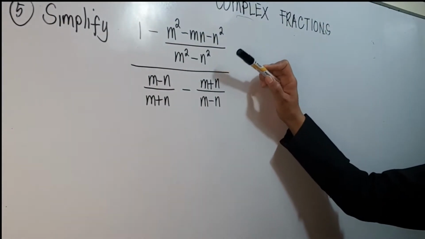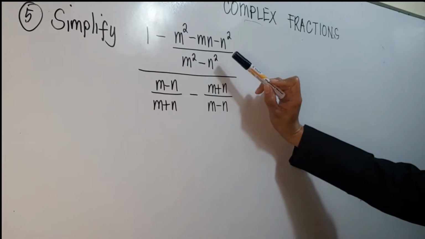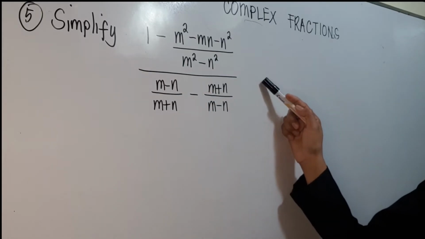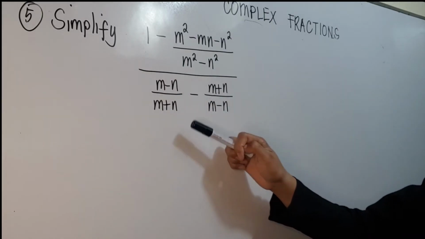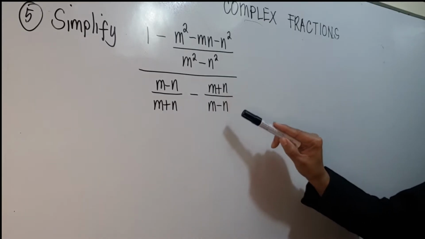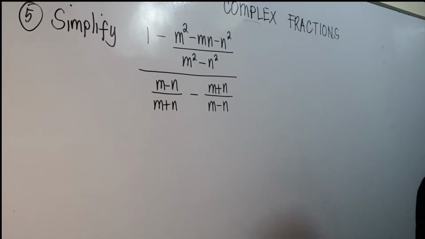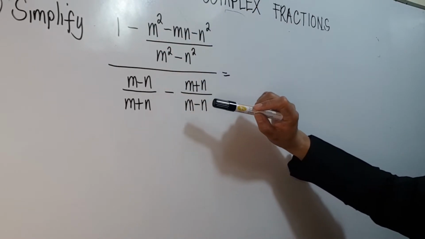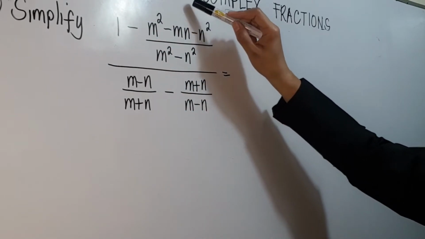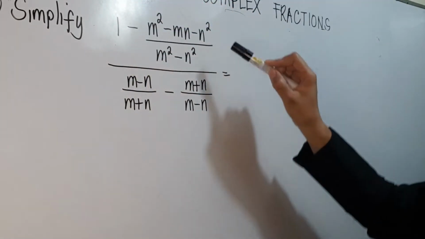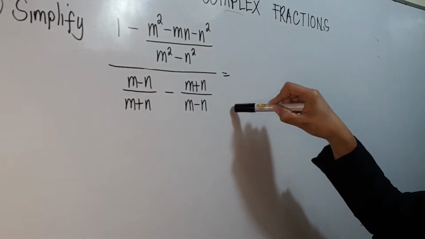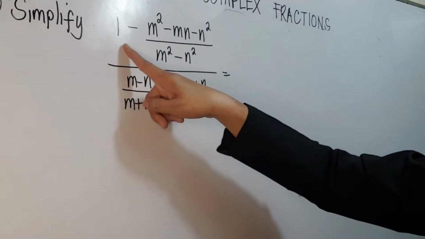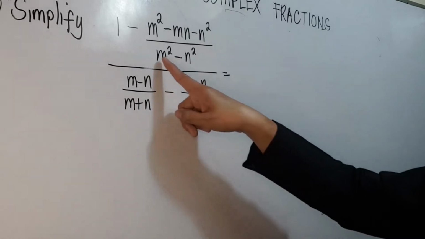Okay, so let's have number 5. Simplify 1 minus m squared minus mn minus n squared over m squared minus n squared, all over m minus n over m plus n minus m plus n over m minus n. So like what we did in the fourth example, we're going to simplify this complex fraction by combining the fractions in the main numerator as well as in the main denominator in order for us to obtain a single fraction.